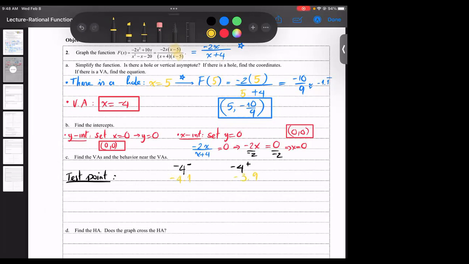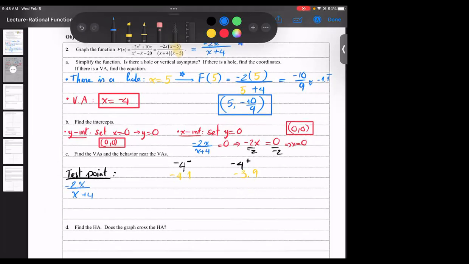And then what do you do? You plug into that reduced function, -2x over x plus 4, to see the sign. You can use your calculator or you can just eyeball it. So plug in -4.1 in here. -2 times -4.1, that's positive. And then -4.1 plus 4 is negative. I have positive on the top and negative on the bottom. So my final sign will be negative. That implies y approaches -infinity.